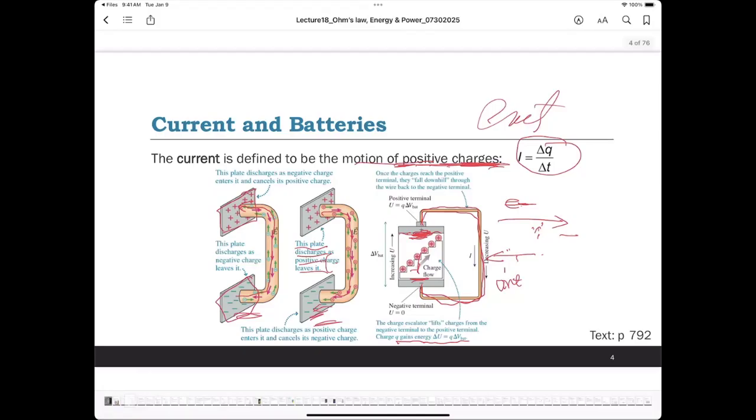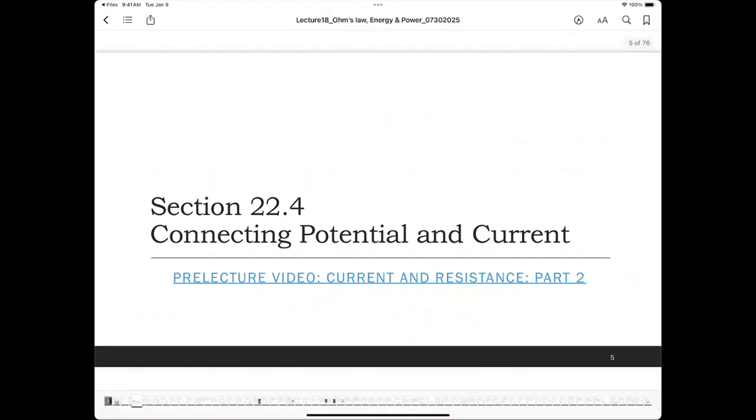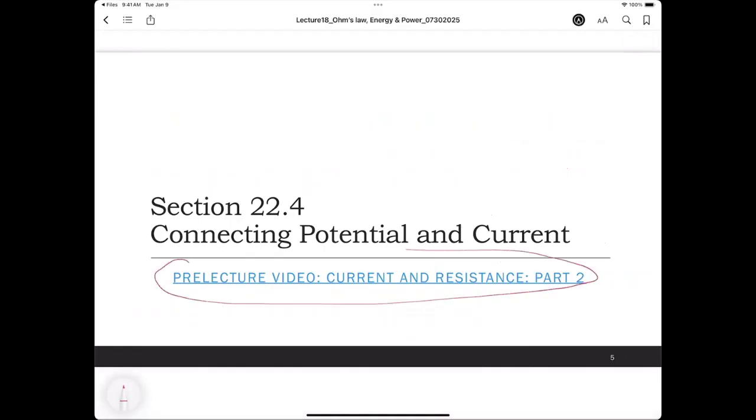This is the main content for the last class. Today we will firstly talk about connecting potential and current. You can also see some videos for the current and resistance, and I will now play this video here.